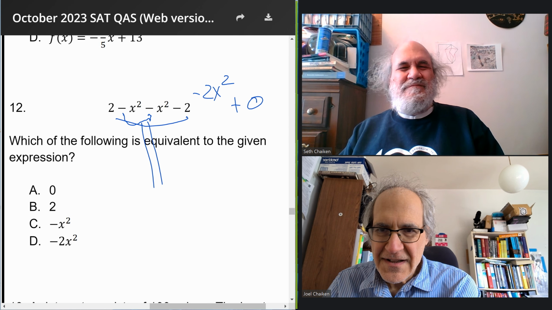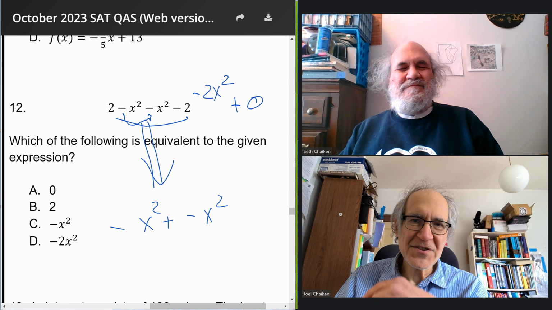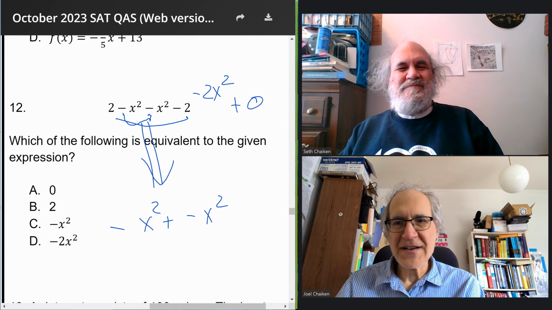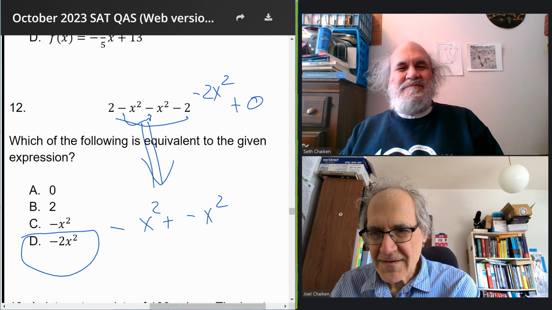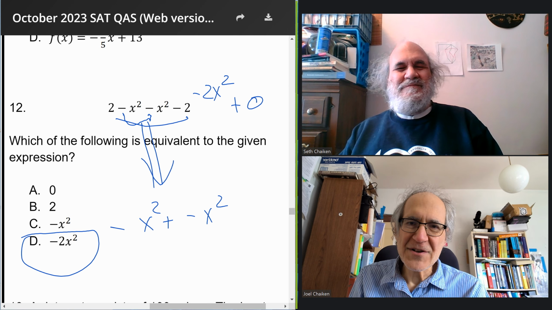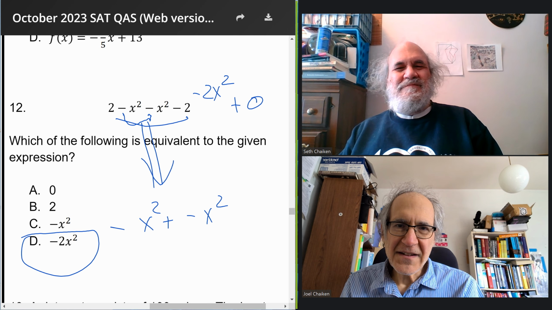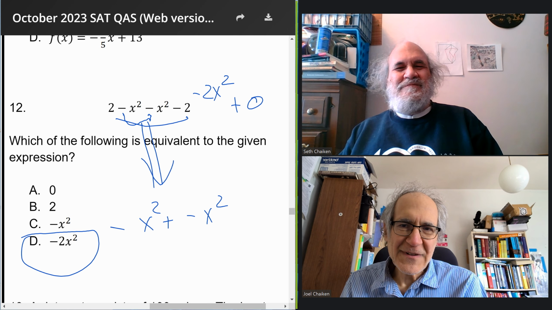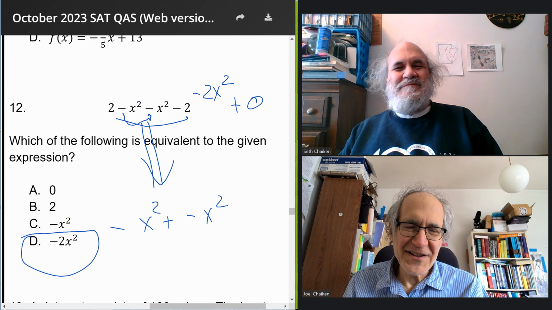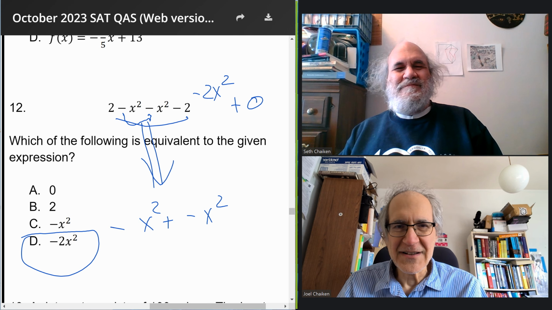That's like negative x squared plus negative x squared. You're combining two negatives, so they add to each other. So you have negative 2x squared. So that would be the answer. So in terms of categories of questions, it's a combining like terms question. And then we'll talk about later what they're trying to see if you know, but it's pretty clear that they're wanting to see if you know how to combine like terms.